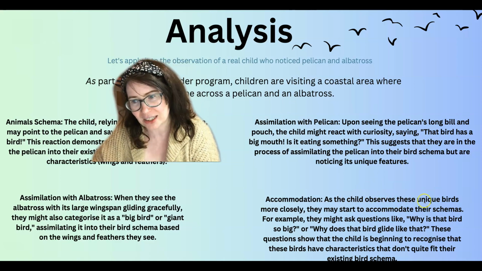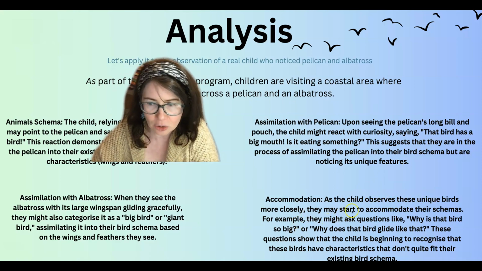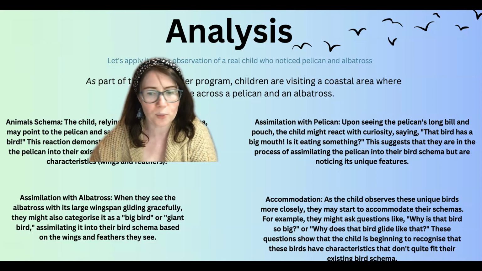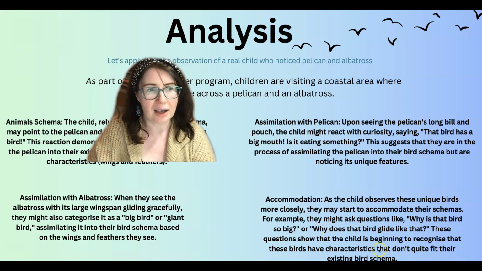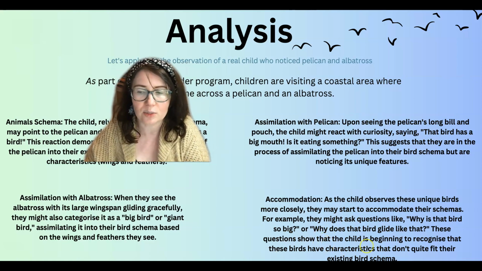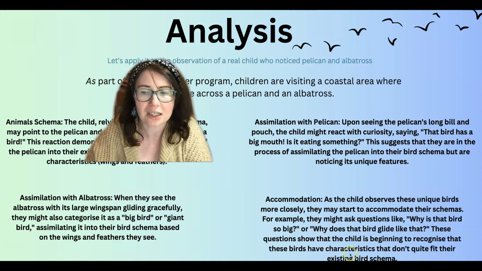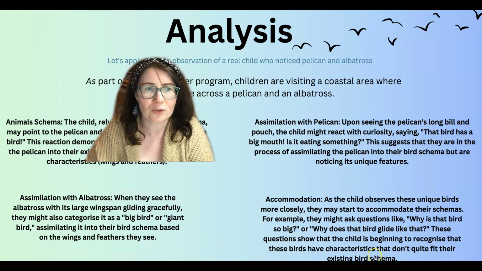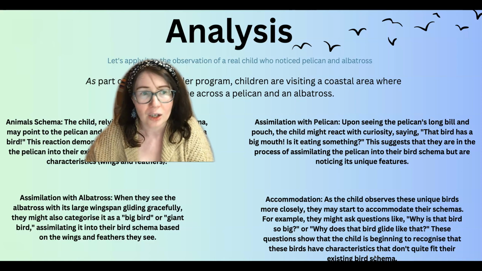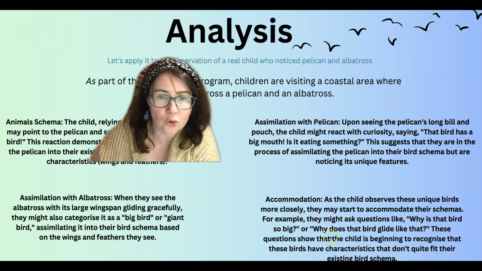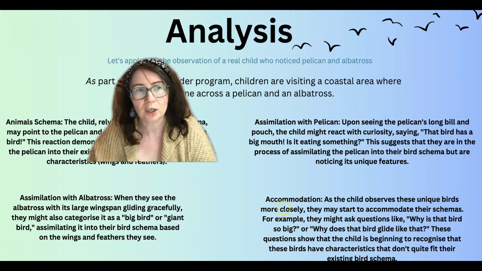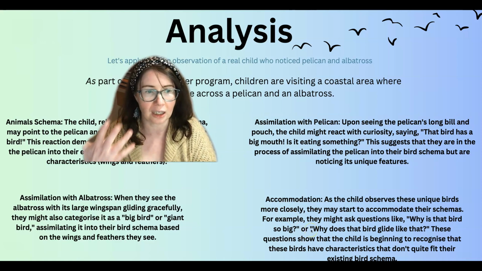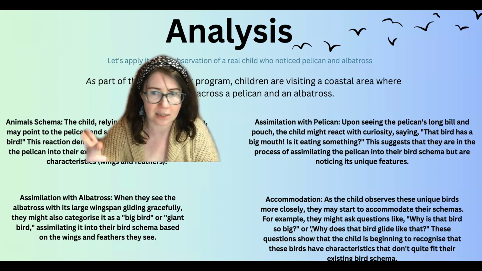Finally, an accommodation example. As the child observes these unique birds more closely, they may start to accommodate their schemas. For example, they might ask questions like, "Why is this bird so big?" Or, "Why does the bird glide like that?" These questions show that the child is beginning to recognize that these birds have characteristics that don't quite fit their existing bird schema. So instead of just writing "children ask questions," if you are doing, let's say, inquiry-based learning, you can use Piaget's theory to enrich your inquiry analysis and then ask deeper questions and show the process of thinking through using schema, accommodation, assimilation.